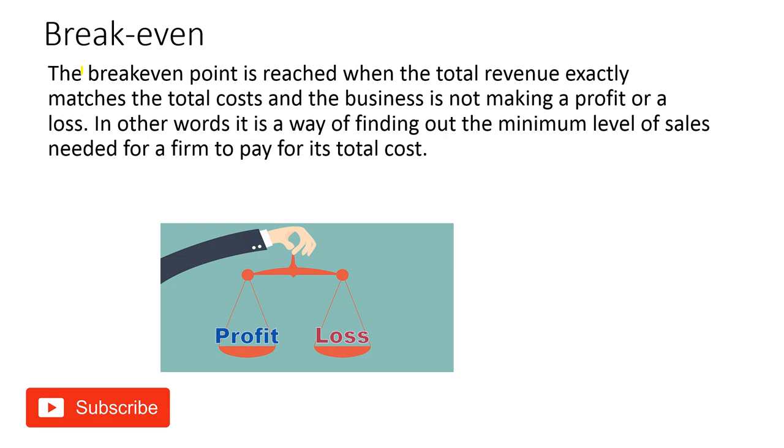Okay, so what is break-even? The break-even point is reached when the total revenue exactly matches total costs and the business is not making a profit or loss. In other words, it is a way of finding out the minimum level of sales needed for a firm to pay for its total cost. So it's the perfect line where you're not making any profit and not making a loss. So sell enough products to cover your cost. To know break-even, we need to know our fixed costs and variable costs.